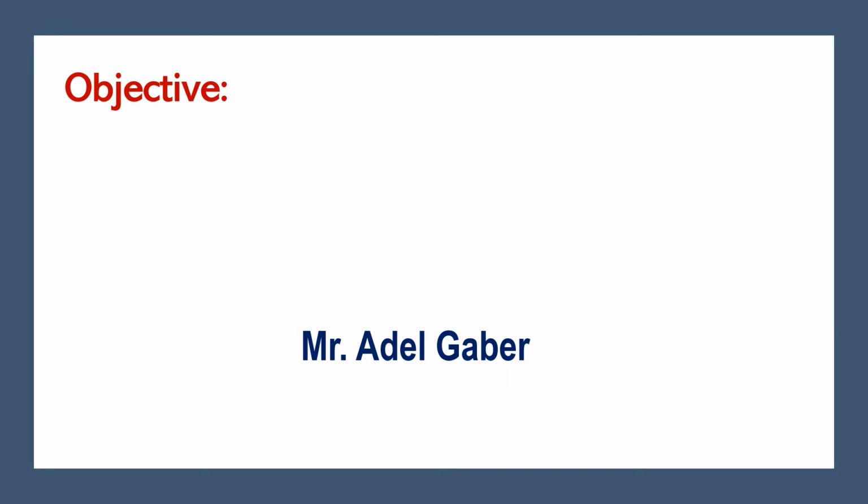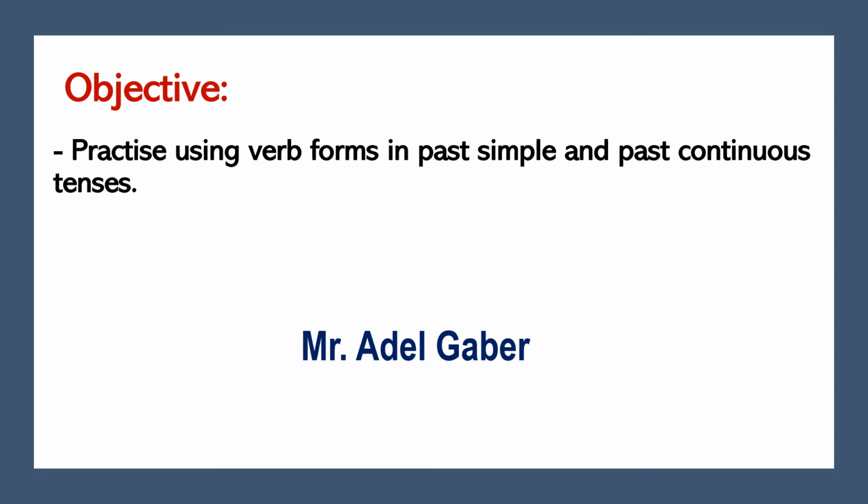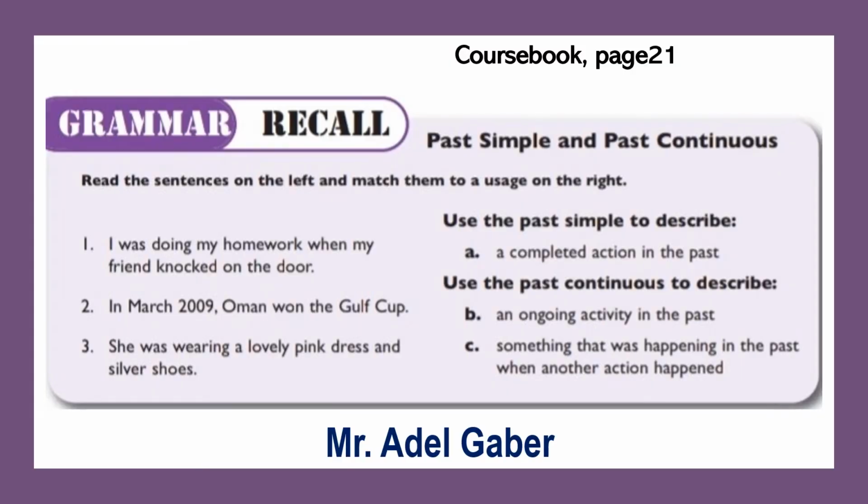The objective of this lesson: practice using verb forms in past simple and past continuous tenses. Look at your course book, page 21, Grammar Recall. Past simple and past continuous. This grammar recall box focuses on the difference in usage between the past simple and past continuous.